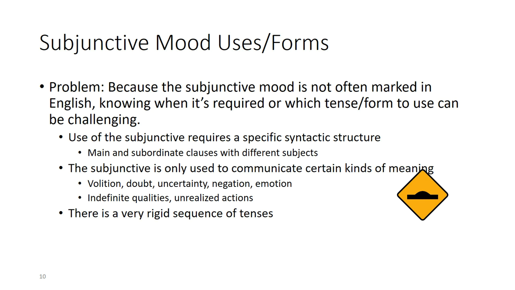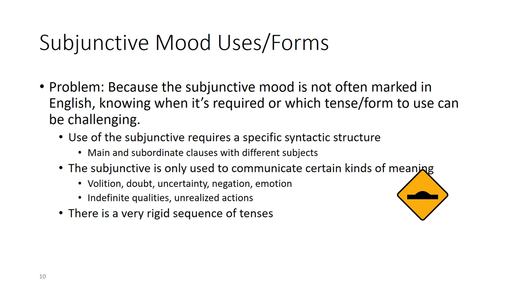Okay? This is because, for a couple different reasons, use of the subjunctive requires a very specific syntactic structure. You need to have a main clause, a subordinate clause with different subjects in each clause. That's number one. And then there's a semantic component as well. The subjunctive's only used to communicate certain kinds of meaning. So volition, doubt, uncertainty, right? Persuasion, negation, emotion. It's also used when we're talking about indefinite qualities or unrealized actions. So that's the semantic part that can be a little bit difficult for people to understand.